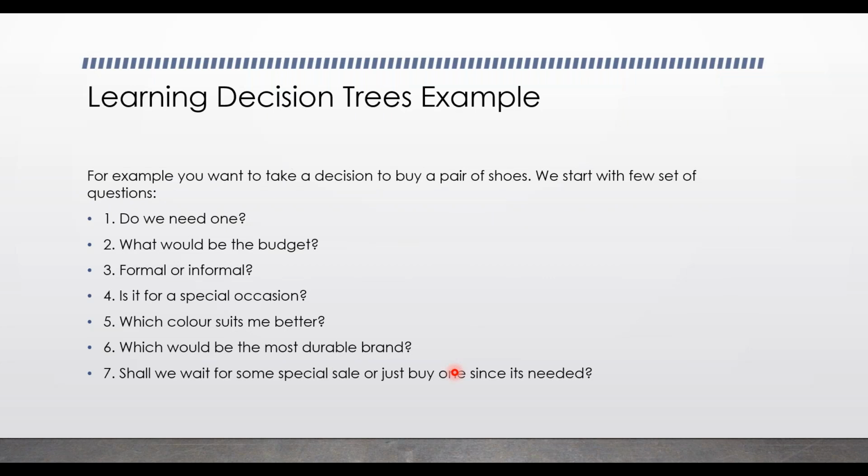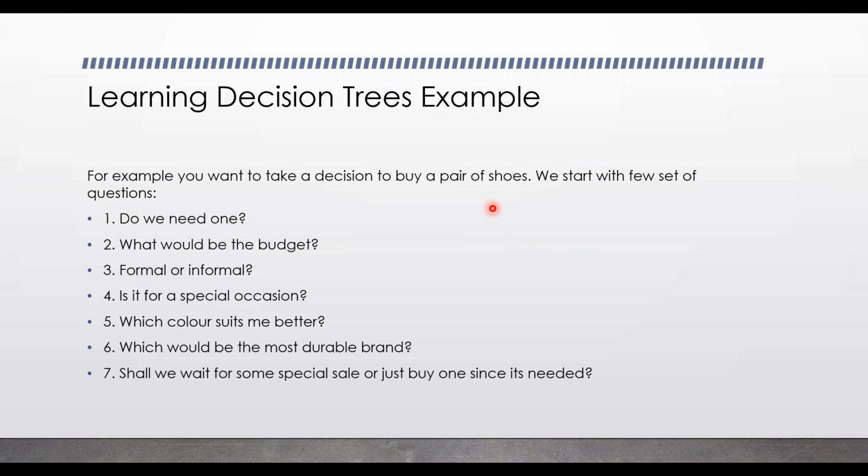I would like to share a certain set of examples of what a decision tree can help you with. For example, you need to buy a pair of shoes. Now, I have used this example because I am fond of shoes. So, how many of you are fond of shoes? I don't know, but if in case you want to buy a pair of shoes, we will start with a certain set of questions.